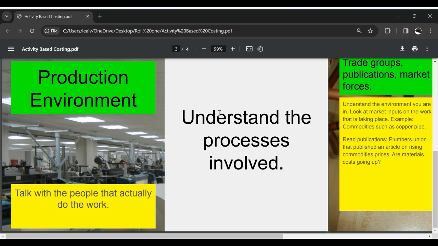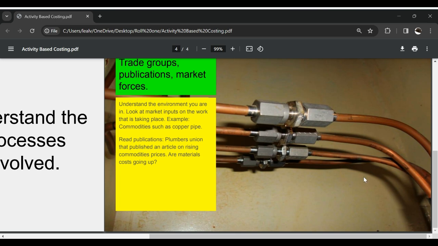Ultimately, you want to have high interpersonal skills and be able to talk with the layperson and speak in their language. So you would want to know things about copper piping and plumbing. You would want to not be completely ignorant of the subject matter at hand. And so, how do we do that if we aren't a tradesperson by profession? Well, you can always go to various tools such as trade groups and publications, and look at market forces.